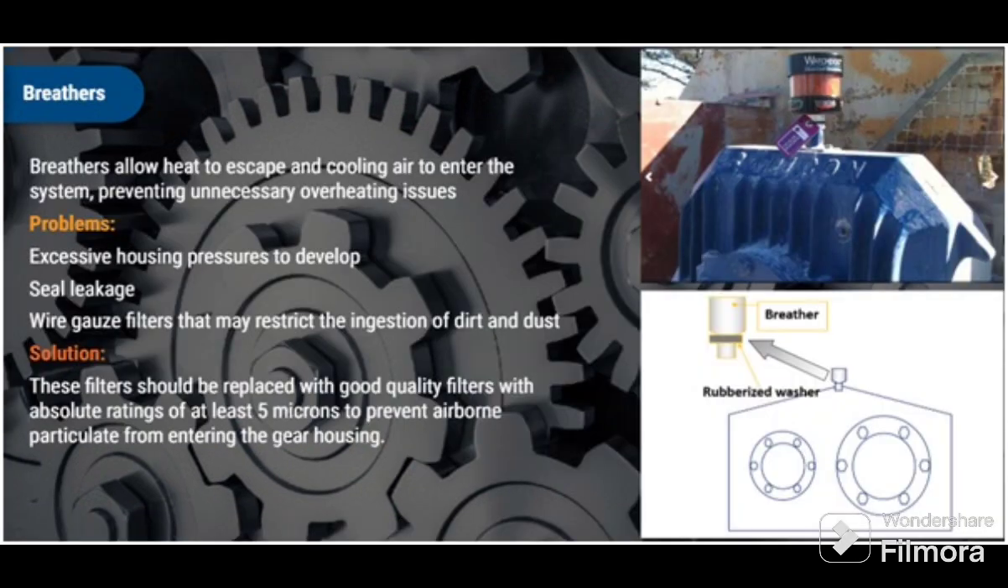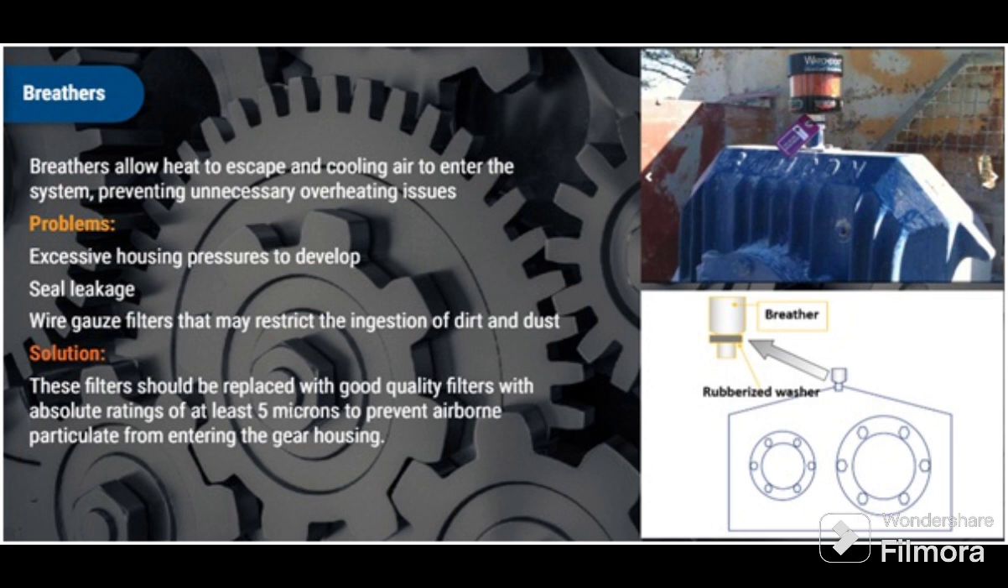Breathers are an important component of any gearbox. They allow heat to escape and cooling air to enter the system, preventing unnecessary overheating issues. A plugged or restricted breather will cause excessive housing pressures to develop, which in turn may cause seal leakage.